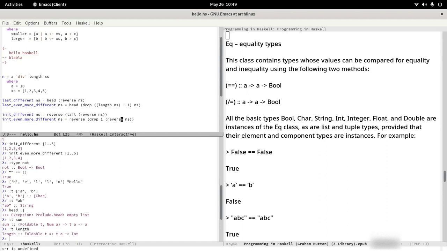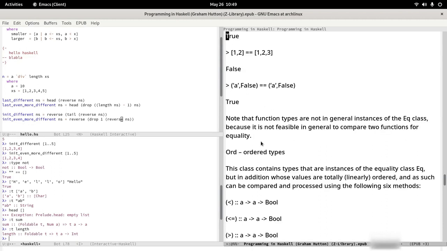This class contains types whose values can be compared for equality and inequality using the following two methods, equals and not equals. All the basic types Bool, Char, String, Int, Integer, Float, and Double are instances of the Eq class, as are list and tuple types, provided that their element and component types are instances. For example, False equals False is True, 'a' equals 'b' is False, "abc" equals "abc" is True. Note that they don't show off the fact that strings are equal to lists here.